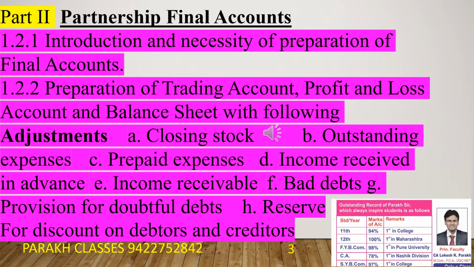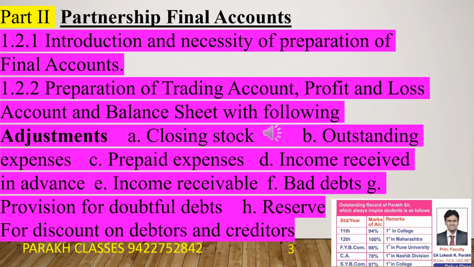Part 2, the most important part and the biggest part of your syllabus, partnership final account. The first part, introduction and necessity of preparing the final account. Why do we prepare final account? In which preparation of trading account, profit and loss account and balance sheet with the following adjustments we are going to see. In 11th, we have seen the final account of proprietorship. Now in 12th, from proprietorship we are moving to the partnership, so the number of partners will increase, so adjustments are going to increase also. There are many adjustments, some of which we have already studied in 11.